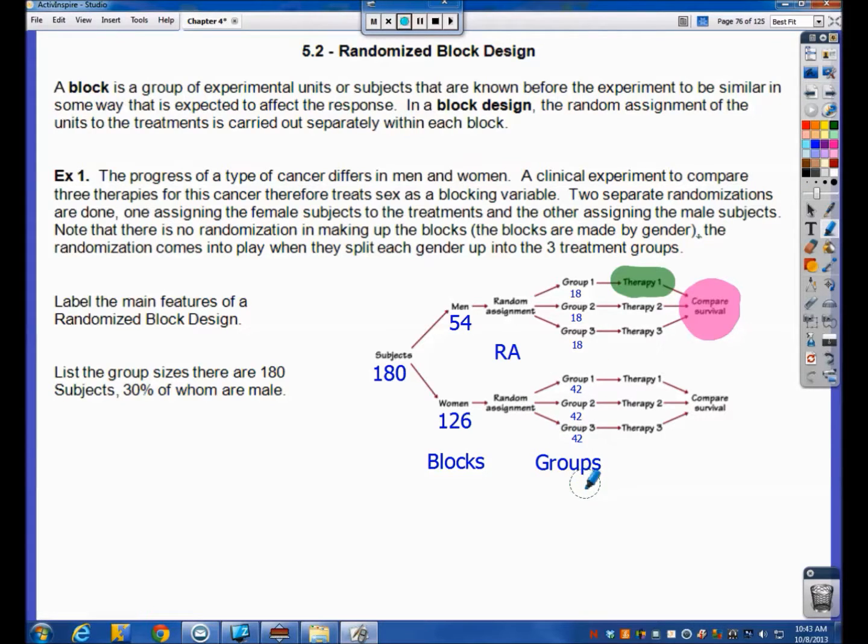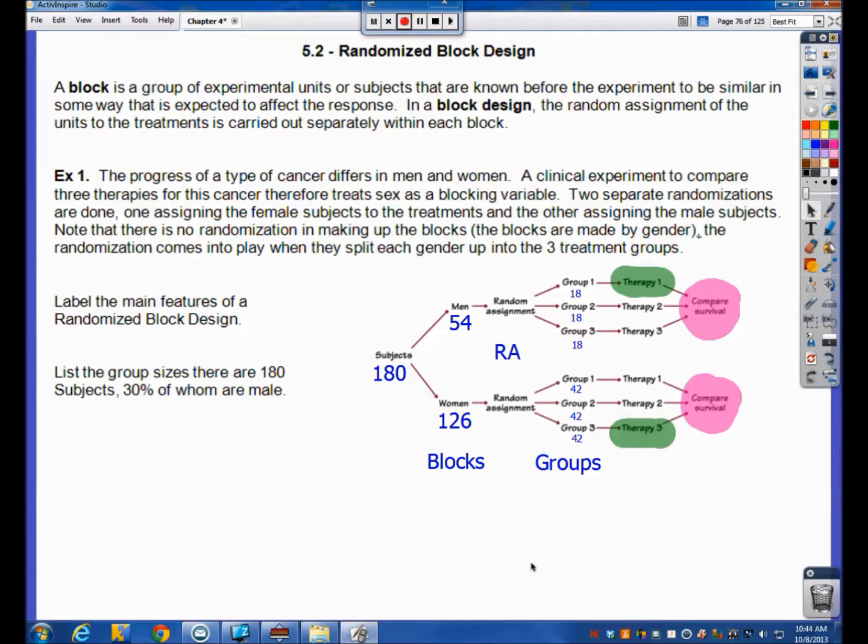And then I come down here for the women, and I do the same thing with my 3 groups of 42 women. I give them therapies 1, 2, and 3, the same therapies as I did for the men. But maybe therapy 3 ends up being the best therapy for women. More women survived with therapy 3 than 1 or 2. And this is why I decided to split my genders, because I had a feeling before the experiment started that men might respond differently than women.